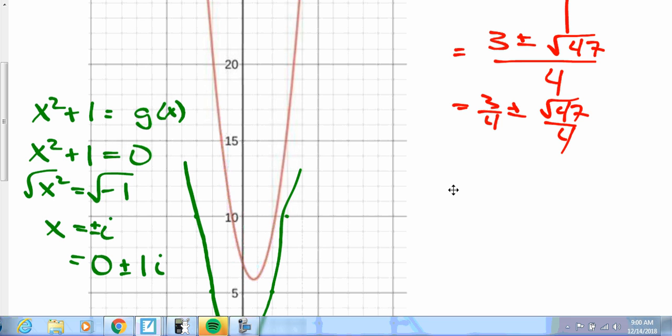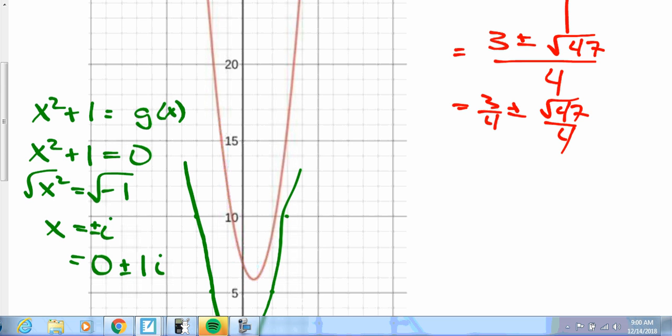So, tell me, what is the relation? These are two different complex roots, right? I got 3/4 plus root 47 over 4. And I also have what? 3/4 minus root 47 over 4. What is the relationship of those two? Morning people from yesterday can't answer. Afternoon people only. What is the relationship of those two roots to one another?